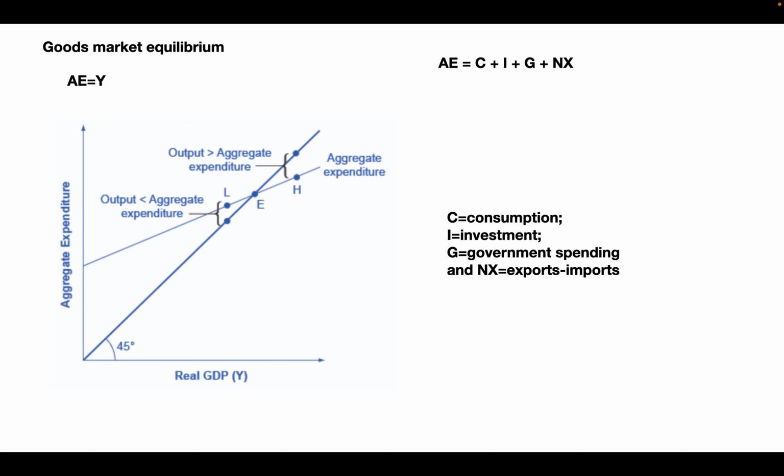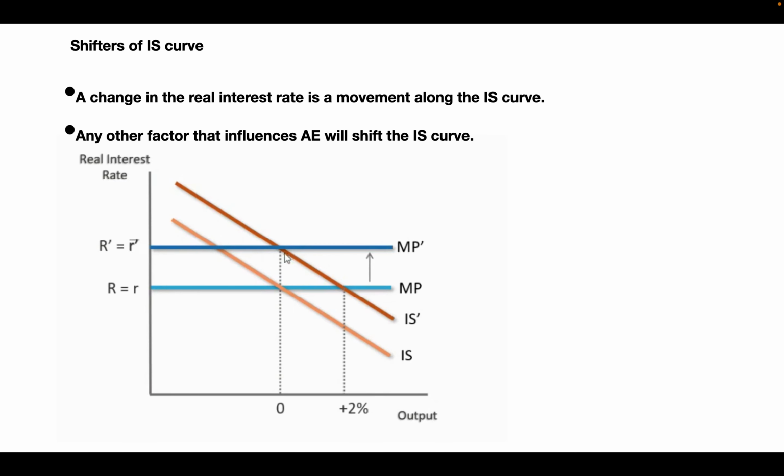At point E, we can see that Y is equal to AE, which is the goods market equilibrium point, because the total value of goods produced is exactly the same as total spending. On the upper side, AE is smaller than Y, because some goods that were produced were not purchased. Therefore, inventories will rise, and Y and employment will decline. On the downside, AE is larger than Y, and spending was greater than the amount of goods that were produced. Therefore, inventories would fall.